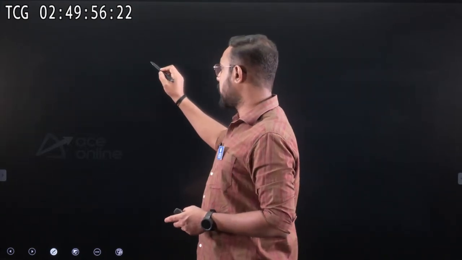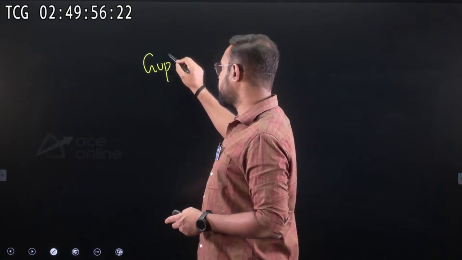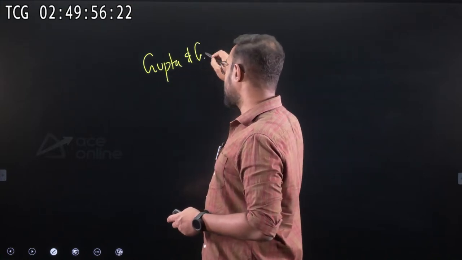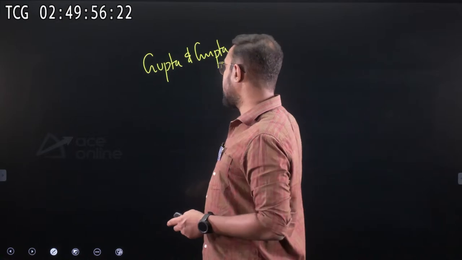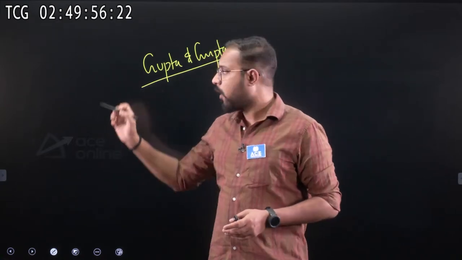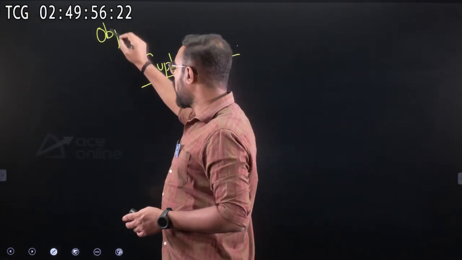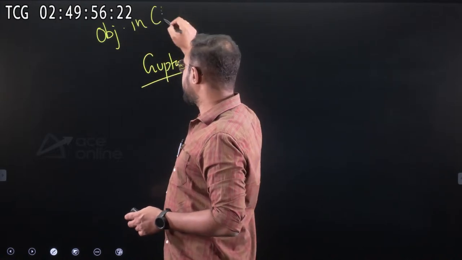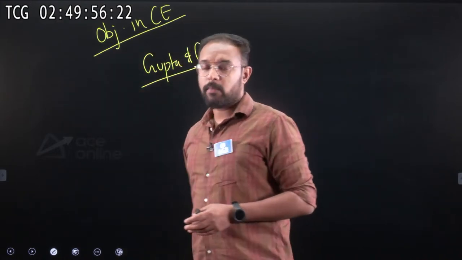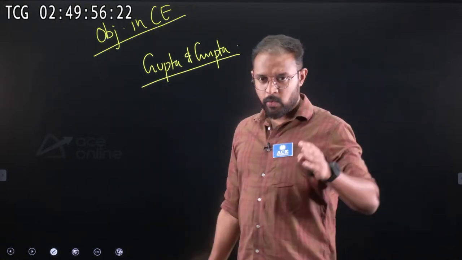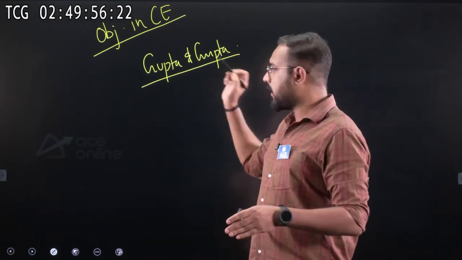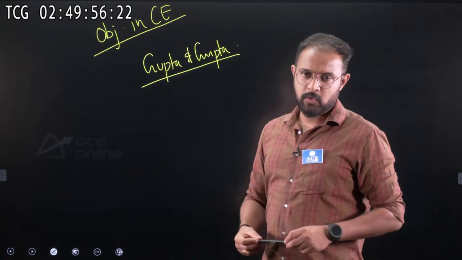Some materials you can try: Gupta and Gupta is a good material. This is Objectives in Civil Engineering, not in surveying. After going through your concepts, take these materials and try to solve as many questions as possible.